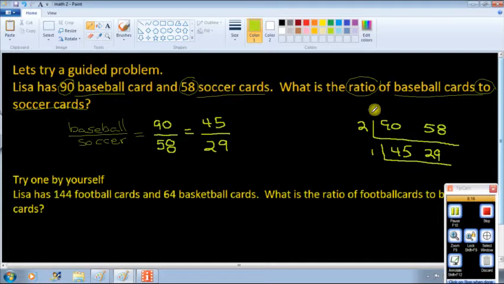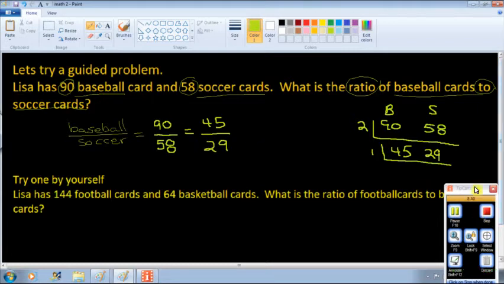Another good strategy is to go ahead and label these numbers. So 90 was baseball, I'll just put a B. 58 was soccer, so I'll put an S. And that way there's no confusion. I have 45 baseball. Baseball has to go with baseball. And 29 soccer. Soccer has to go with soccer.